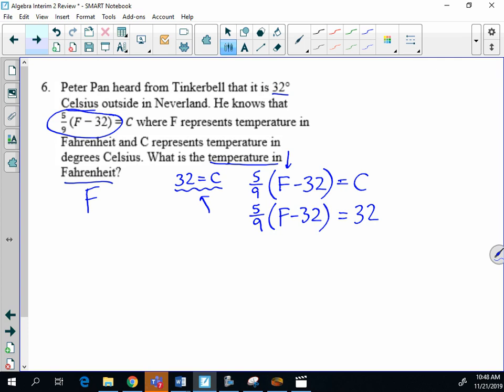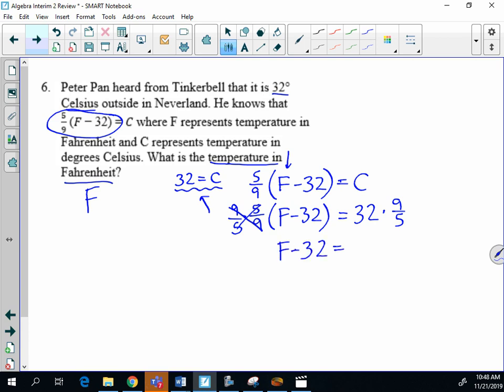Let's see. This is trapped in parentheses. I cannot get to that F. The first thing I have to do actually is cancel my fraction. I need to multiply by the reciprocal like we did on our previous 2 problems that we did on 3 and 4. Over here, that's a 1. Now the parentheses go away.